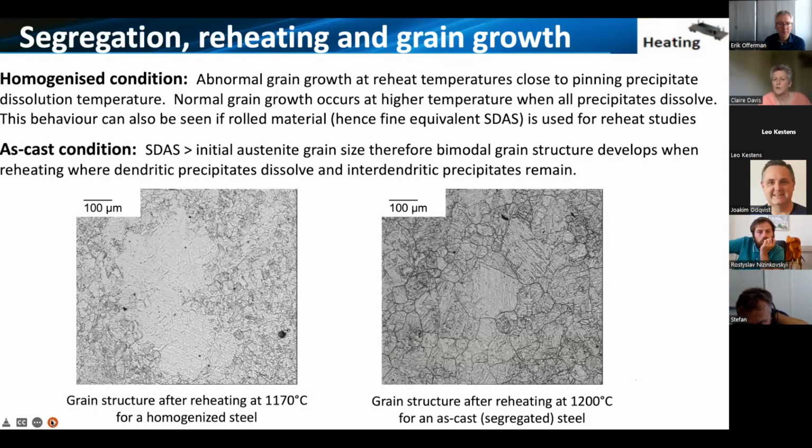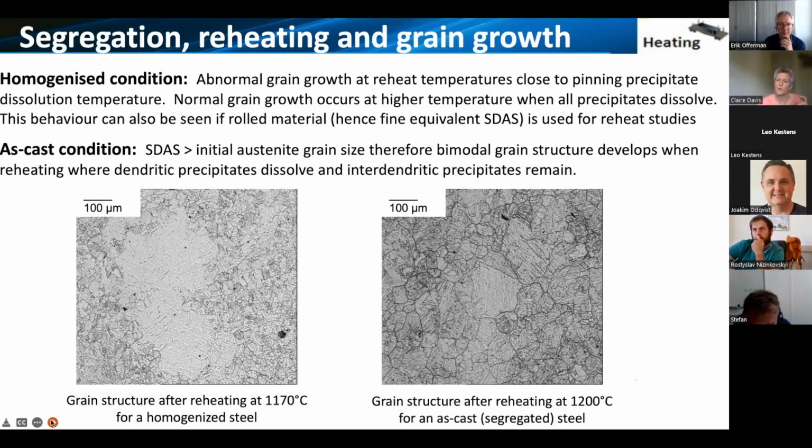But there are several phenomena that can, not always, occur during the reheat process. What we want to achieve is a uniform grain structure with our microalloying elements back in solution, if we're talking about something like niobium. However, there are phenomena such as abnormal grain growth or indeed bimodal grain growth that can occur. One of the things that we've looked at in the past is when and under what conditions you get these phenomena. Abnormal grain growth tends to occur where you're very close to the dissolution temperature for pinning precipitates.